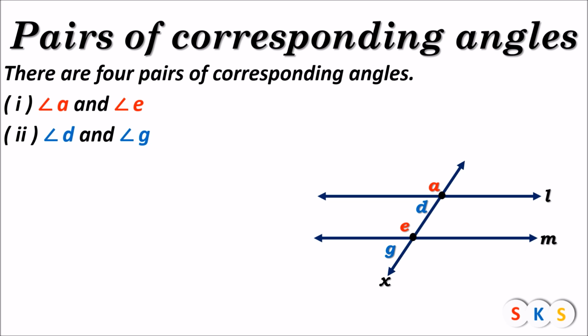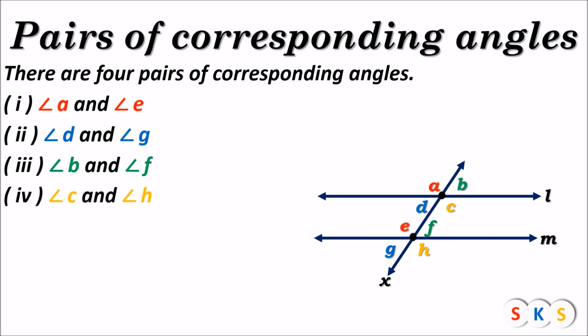Similarly, we have 2 more pairs of corresponding angles to the right hand side of transversal X. They are angle B and angle F, the third pair of corresponding angles, and angle C and angle H is the next pair of corresponding angles. So in total we have 4 pairs of corresponding angles, 2 pairs on one side of transversal X and 2 pairs on the other side of transversal X.